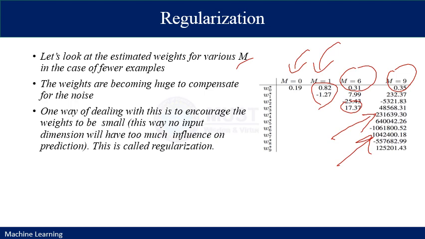So one way of dealing with this is to encourage the weights to be small. This way no input dimension will have too much influence on the prediction, and this method is called regularization.